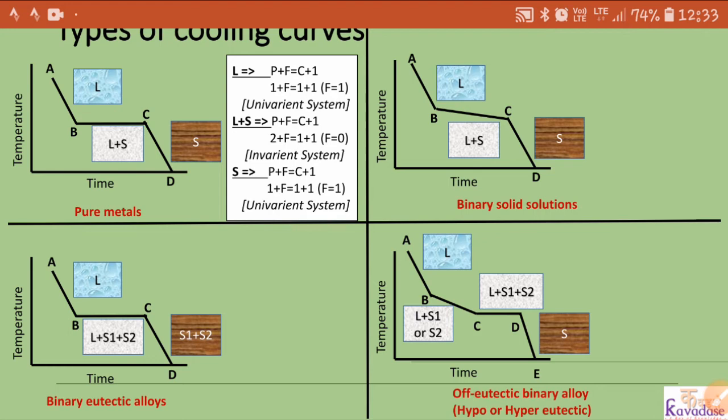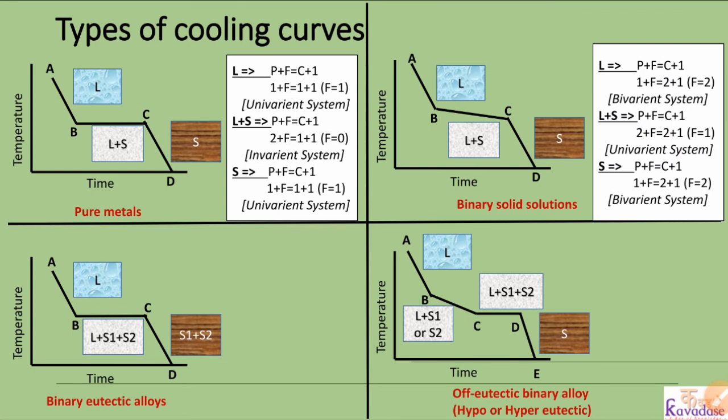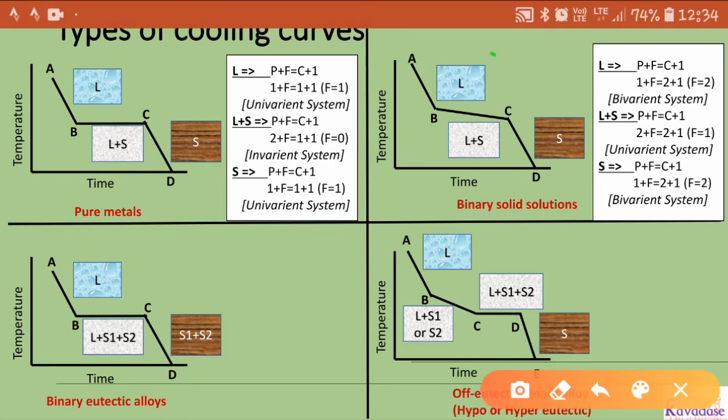Then we have applied the same principle to the binary solid solution. In binary solid solution, in A to B, phase is 1, the liquid phase, and components are 2, binary means 2 components. So we substitute P equal to 1 and C equal to 2 in this equation. You can see P is equal to 1, so 1 plus F is equal to 2 plus 1. So in this system after simplification we will get F is equal to 2, that is bivariant system.